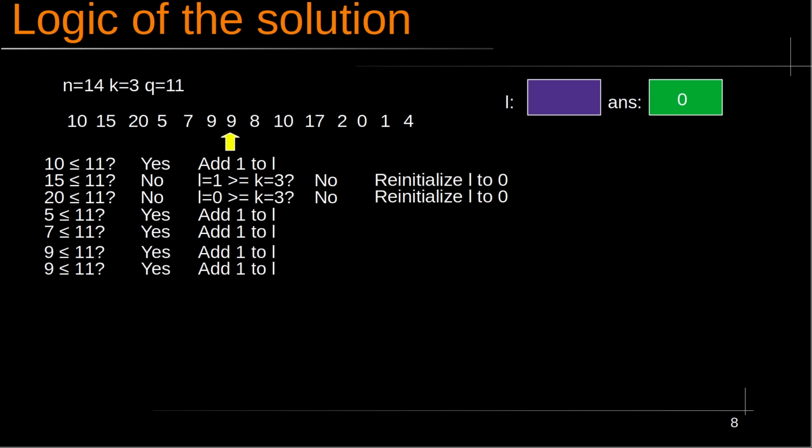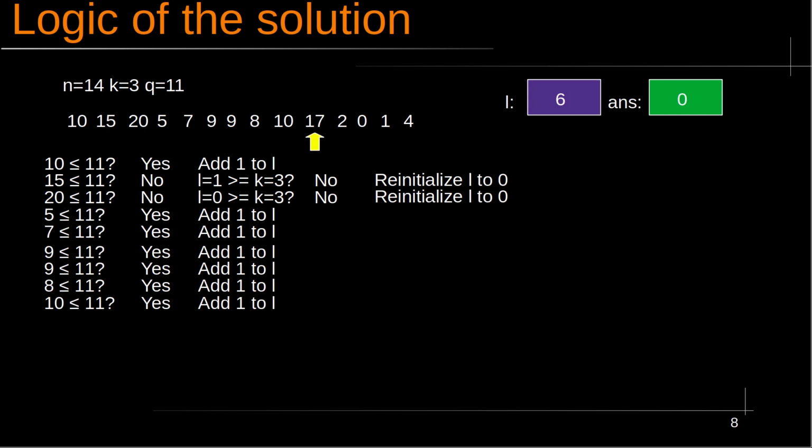We'll go to the other 9. Yes, 2. We have the length 4 here, the sequence at this point. We go to 8. 8 is less than 11. Yes, we add 1 to L. At this point, the length of the sequence is 5. We go to 10. 10 is less than 11. Yes. So the length of the sequence is 6.